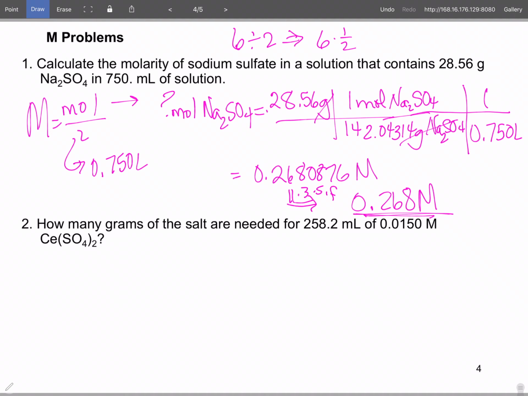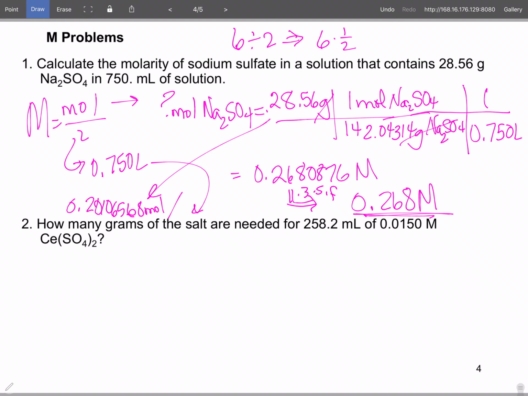Now, you could split it up and do it separately, and if you had stopped right here and just found the moles, you would find that it is 0.2010656 moles, and then you could divide by the volume. Whatever makes you happy. I like to work it in one step. Okay, I'm a little strange that way, but I like it.